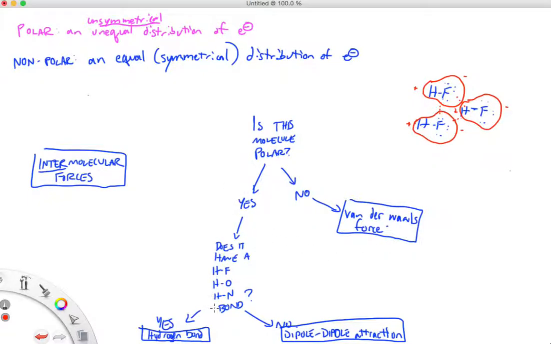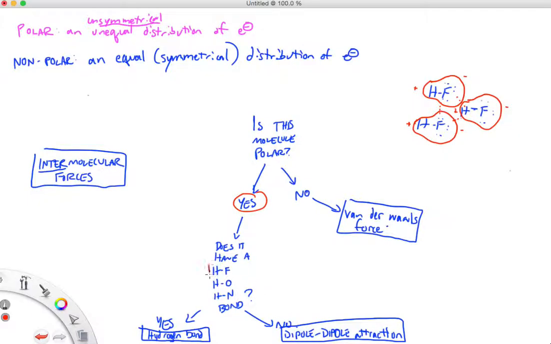Great. Let's start off with dipole-dipole, because that's probably the easiest to understand. That one is where you have these polar molecules, so they're polar, right? So is a molecule polar? Yes, it's polar, but it doesn't have these bonds right here. It's like a weaker version.